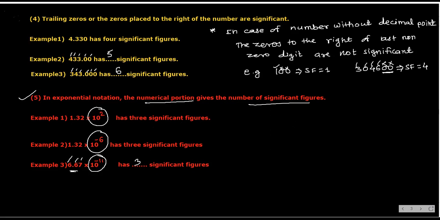Suppose you have a number like 4.1 × 10^2. Suppose this is example 4. Is the power necessary, or do we take it into consideration? No need. So how many significant figures here? Only 2. Yes or not? 1 and 2. That's it. Understand? So note down this slide carefully.